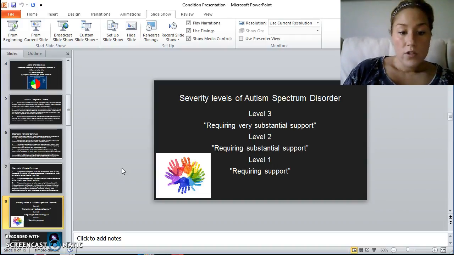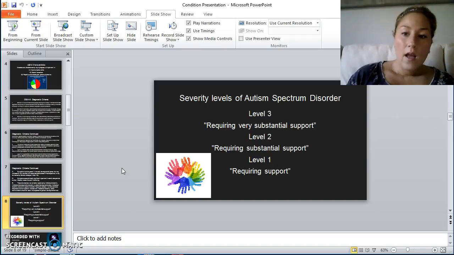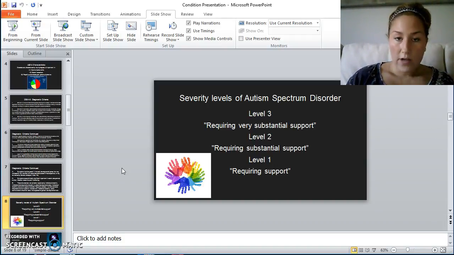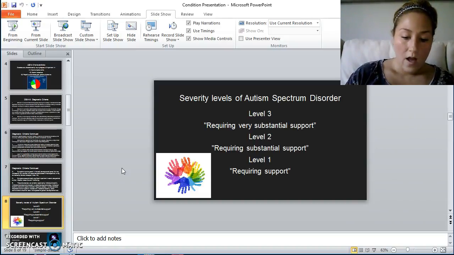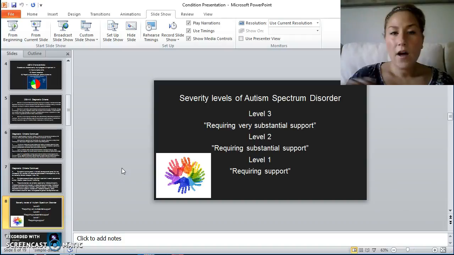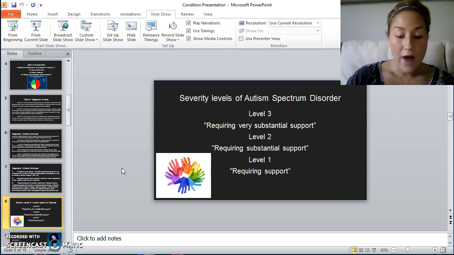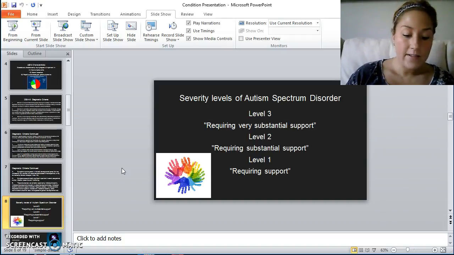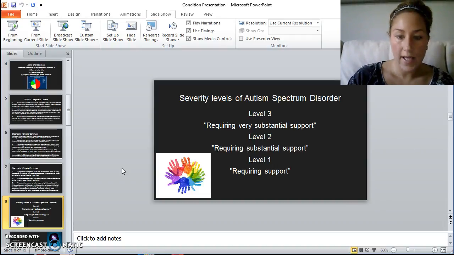For level 2, which is requiring substantial support, is limited initiation of social interactions. So they aren't completely against social interactions. They are very limited to who they're going to have social interactions with. Reduced or abnormal responses to social overtures from others. Difficulty coping with change. Repetitive behaviors. Casually observing others without interfering with them. And then distress or difficulty changing focus again.